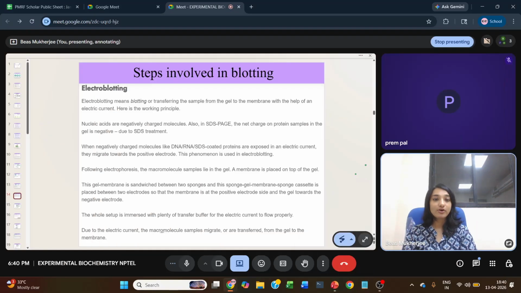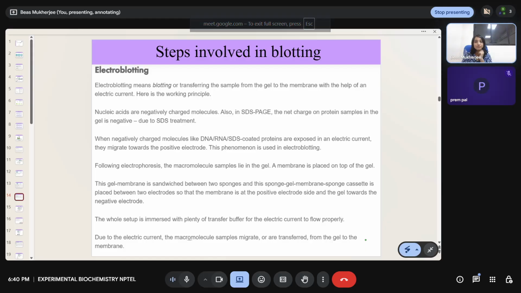Right. So we'll talk about electroblotting now. Okay. Hopefully things will be fine. Electroblotting means blotting or transferring the sample from the gel to the membrane with the help of an electric current. So this here is the working principle. Nucleic acids are negatively charged molecules. Also in SDS-PAGE, the net charge on the protein sample is negative due to the presence of SDS. That is why negatively charged molecules such as DNA, RNA or SDS-coated proteins, when exposed to an electric current, will migrate towards the positive electrode or the anode. Right. So this phenomenon is called electroblotting.